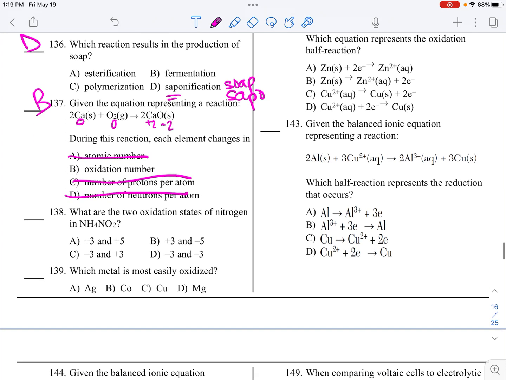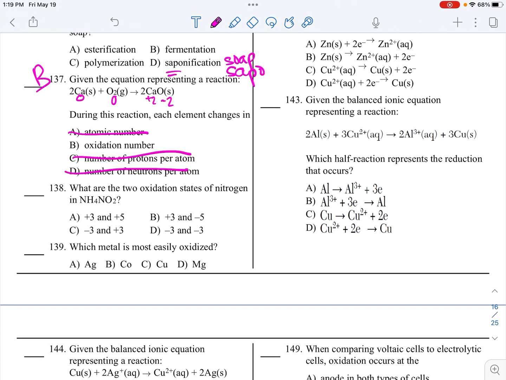We're in redox now. What are the two oxidation states of nitrogen in NH4NO2? So we need to think of it as NH4 and NO2 like this. And this is a +1, and this is a -1. So here we have a +1 for that. And so we'd have a -3. Over here we'd have a -2, and this would be a +4. And I screwed something up, didn't I?